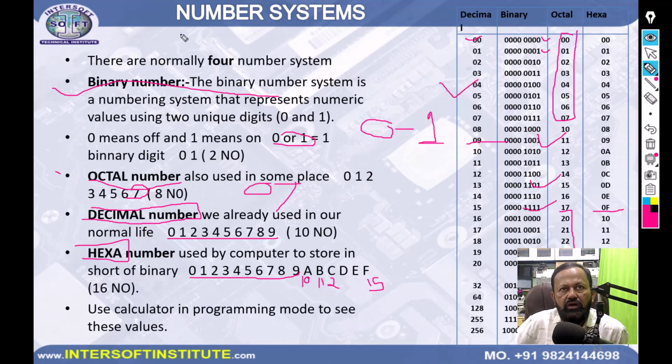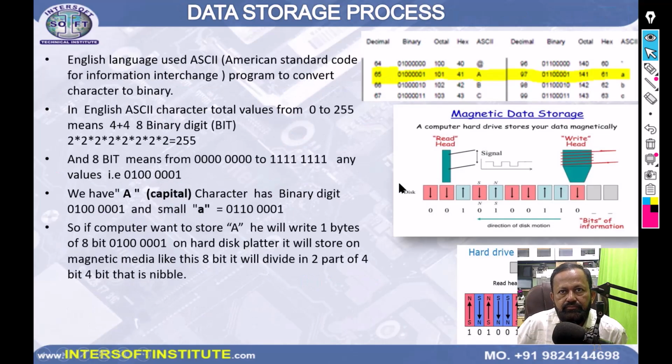Whenever you work, you need the number systems to convert numbers. So this is the number system, remember it. Then we go further. This is the data storage process. How is data stored in the hard disk? All the data is represented in binary format.